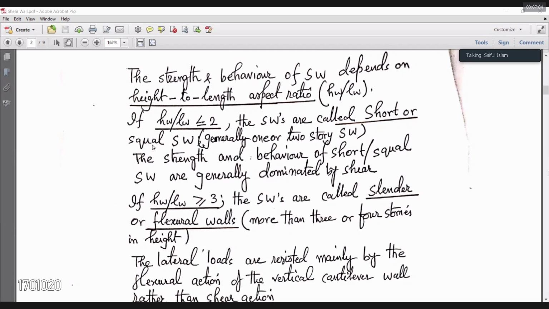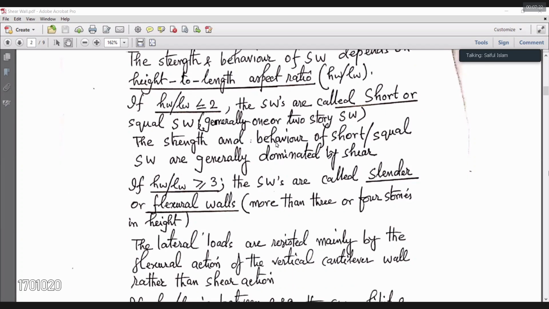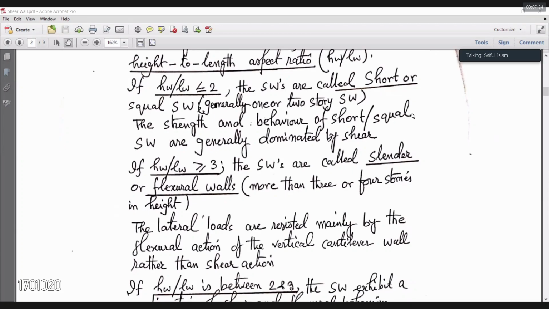It is not squat, actually it is squat, S-Q-U-A-T. You make that correction. It is a squat shear wall, generally for a 1 or 2 story building. For this type of shear wall, the strength and behavior are generally dominated by shear, by shear strength capability.